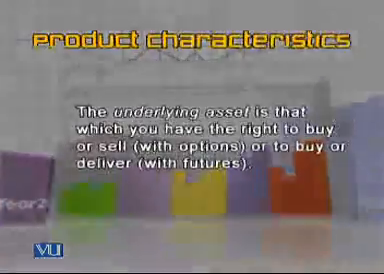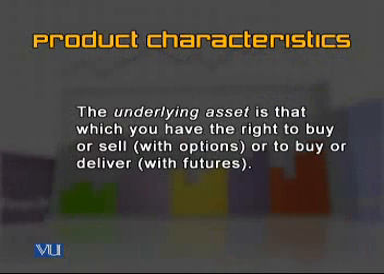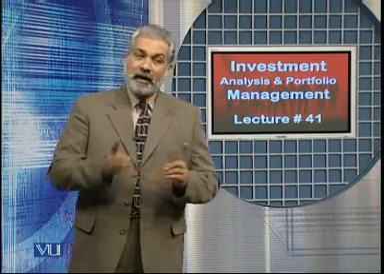Also, there are other characteristics which are associated with the derivatives market. I just talked about the derivatives, which are based on an underlying asset. Now, the underlying asset is that which you have the right to buy or sell with options, or to buy or deliver with futures. Focus on the word right to buy or sell in the options, or to buy or deliver in the futures market, which means you have to finalize the contract in a futures market, not so in the options market.